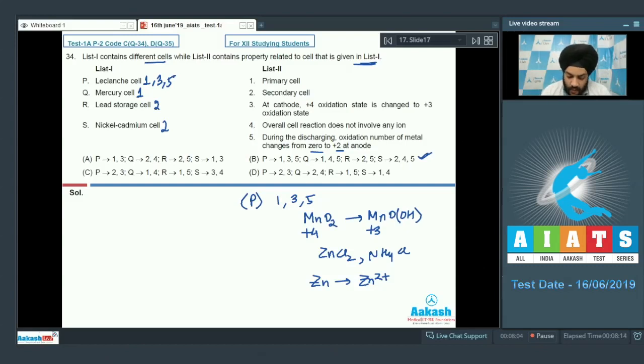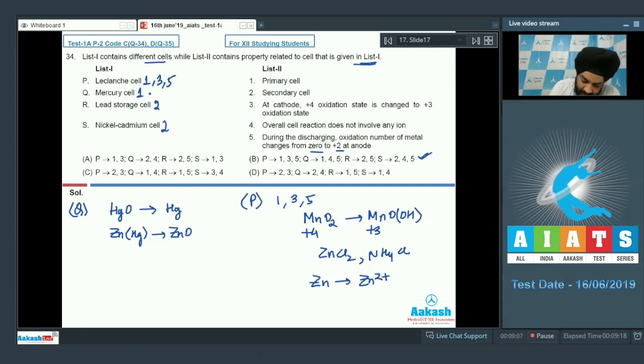If we talk about the second cell now, students, the mercury cell, it was matched with 1, we had already seen before. The third option says that at cathode +4 oxidation state is changed to +3 oxidation state. This is incorrect, students. If we talk about the mercury cell, in the mercury cell at cathode, we have HgO. It converts into Hg. So 3 will not be a match. If we talk about the option 4, overall cell reaction does not involve any ion. This is correct, students. In the mercury cell, at the cathode, HgO converts into Hg, whereas at the anode, the zinc Hg amalgam, it converts into ZnO. So these are all the species which are present in the mercury cell. So it does not involve any ion.